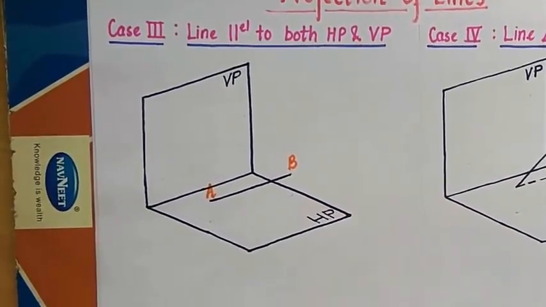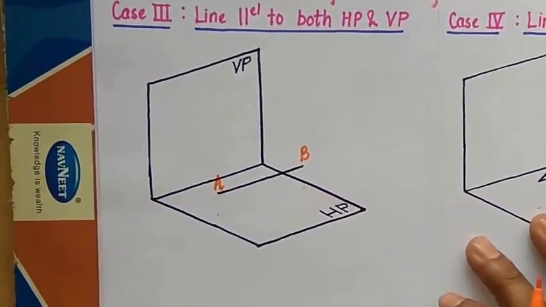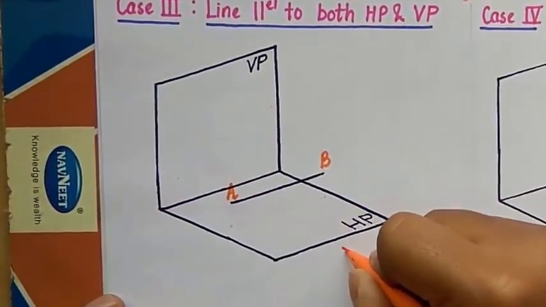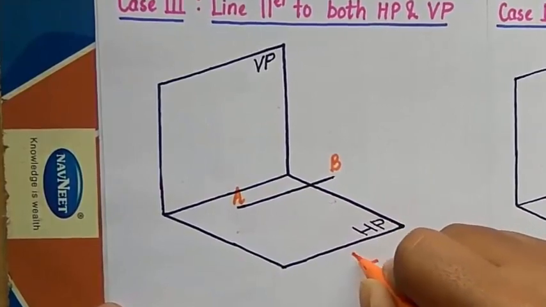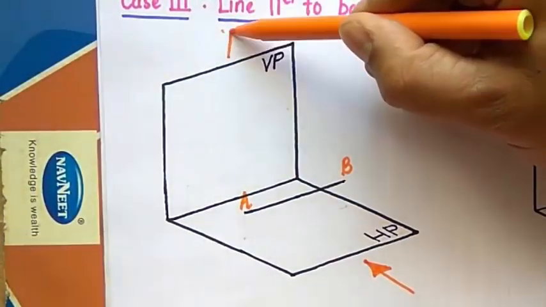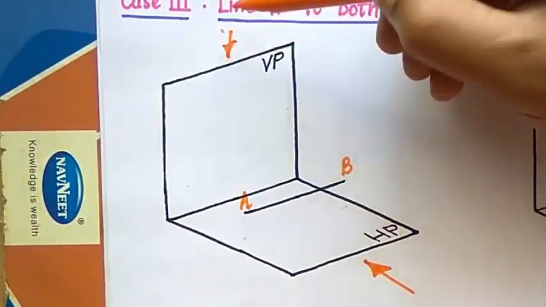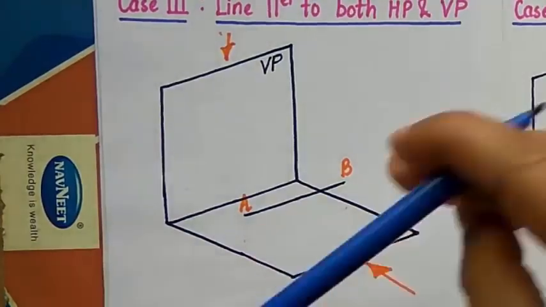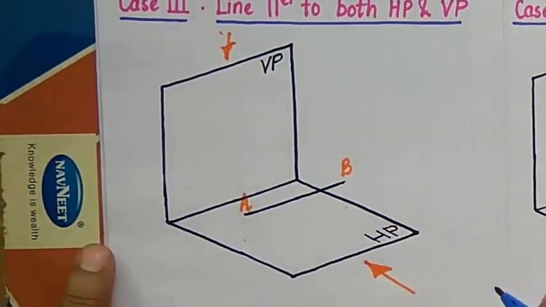Alright, so first of all we are going to look at this line right from the front this way. So this is going to be for our front view, and then we will have this for top view. Alright, so now let's look at this line right from the front.